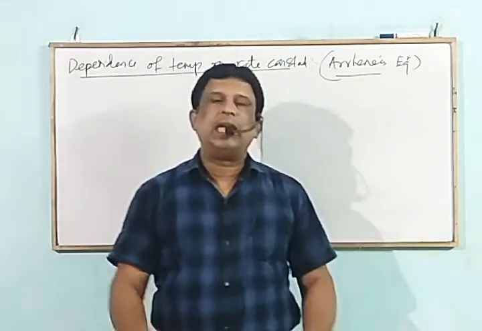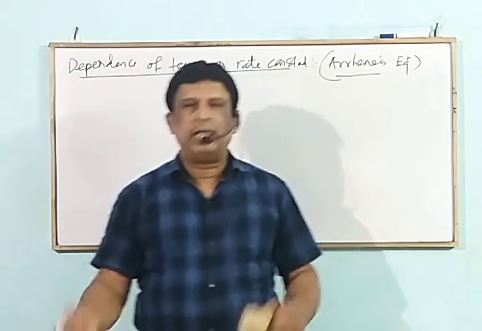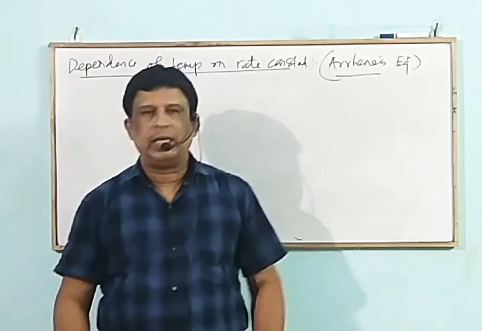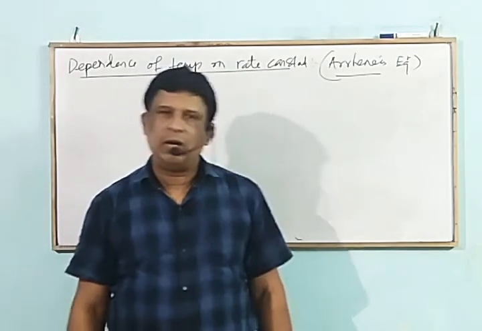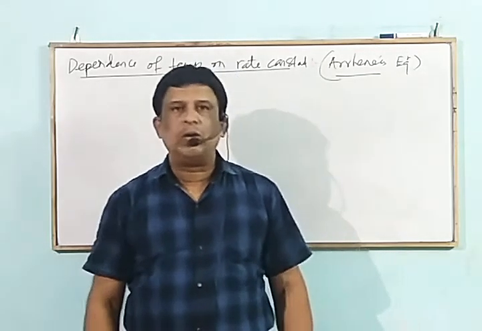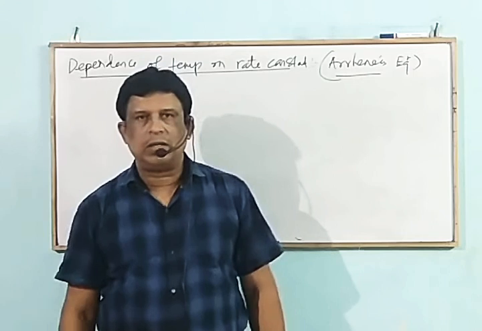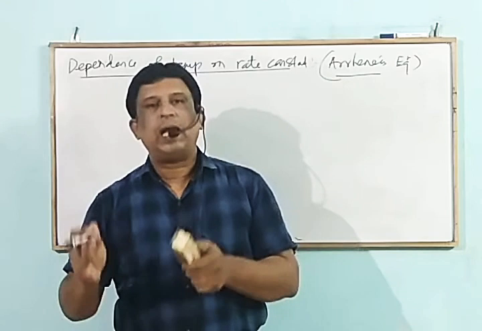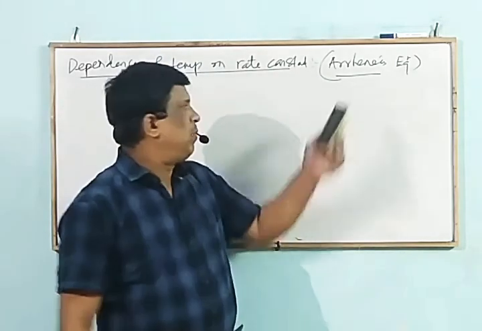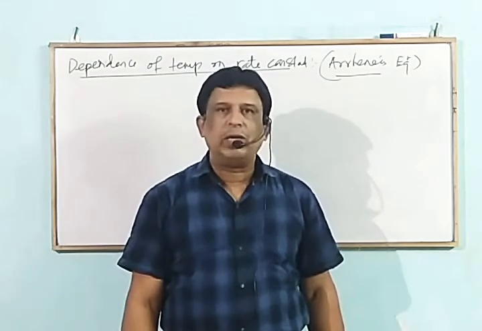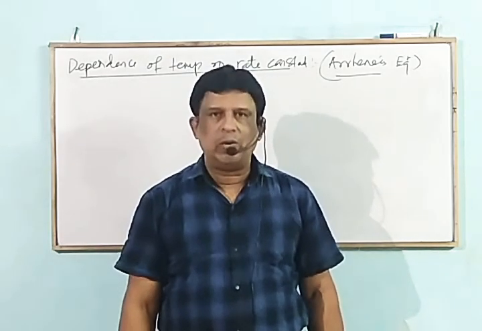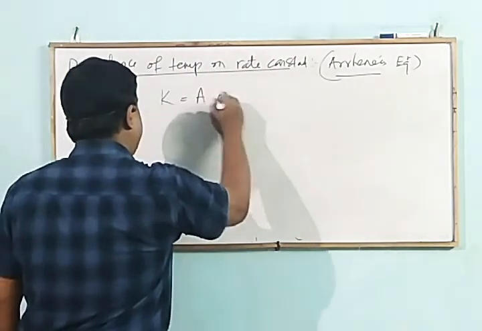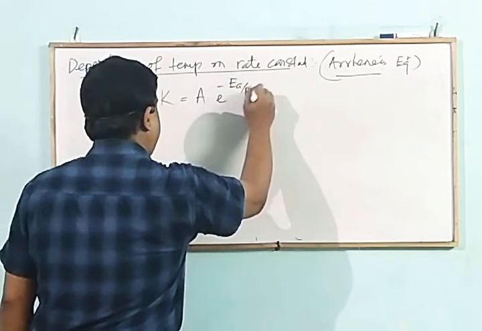While increasing temperature, the number of collisions increases, which means the number of effective collisions increases. So temperature plays an important role for the rate of reaction and also the rate constant. How temperature affects the rate of reaction as well as rate constant is given by Arrhenius in the form of one equation, known as the Arrhenius equation, which is represented as k is equal to A e to the power minus Ea by RT.